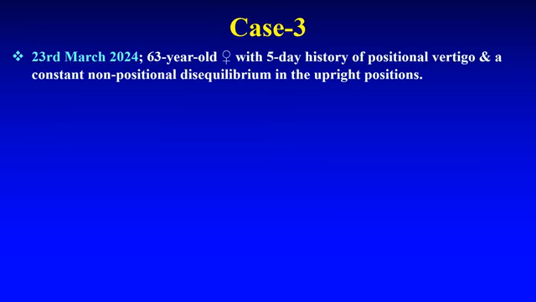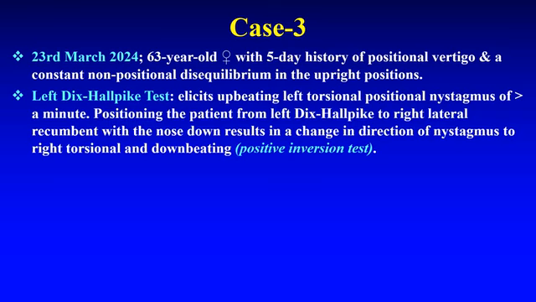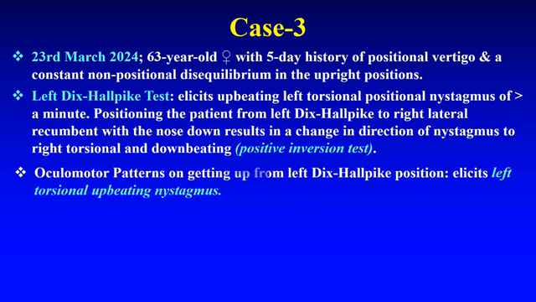Case 3 is a female seen on 23rd March, 63-year-old with 5 days history of positional vertigo and a constant non-positional disequilibrium in the upright positions. Left Dix-Hallpike elicits upbeating left torsional positional nystagmus of more than a minute duration. Positioning the patient from left Dix-Hallpike to right lateral recumbent with nose down, that is the inversion test, results in change in the direction of nystagmus to right torsional and downbeating. That is the positive inversion test.